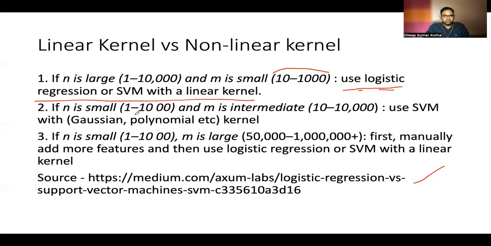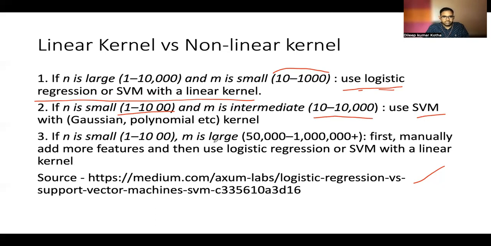So if n is small, say the number of features is within the range of 1000, and m is intermediate, so we have a large number of training samples, or you can call it intermediate since it's only up to 10,000, then you can use SVM with a Gaussian kernel or polynomial kernel. We need a better nonlinear kernel because the feature size is small.